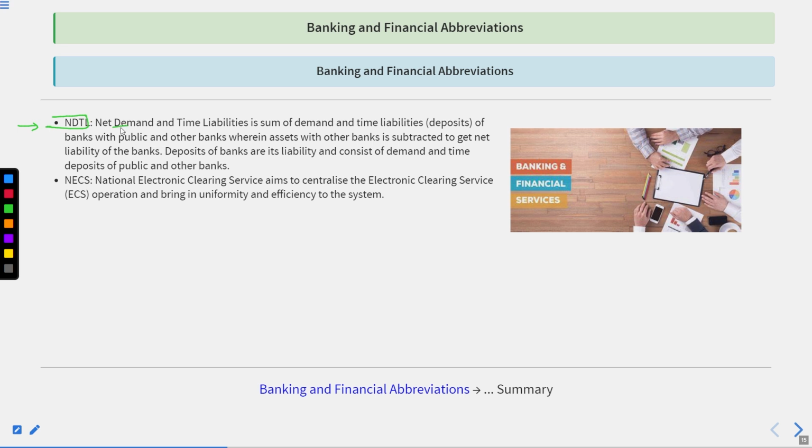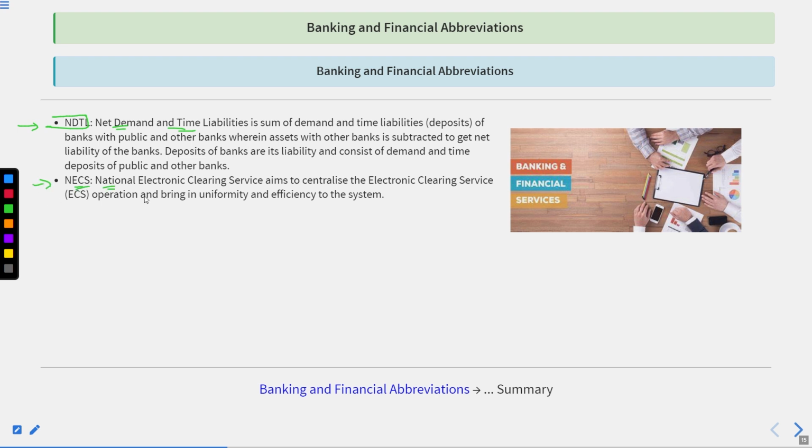NDTL, net demand and time liabilities. Sum of demand and time liabilities, deposits of banks with the public and other banks, wherein assets with other banks are subtracted to get the net liability of the banks. Deposits of banks are their liability and consist of demand and time deposits of the public and other banks.